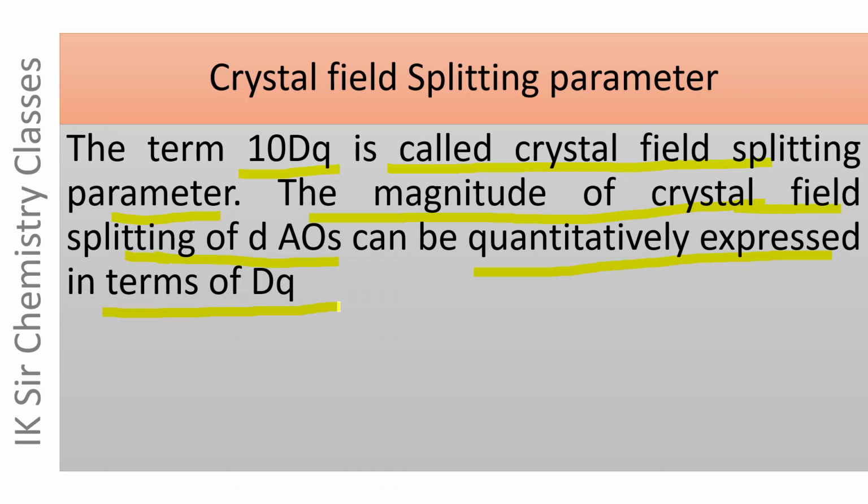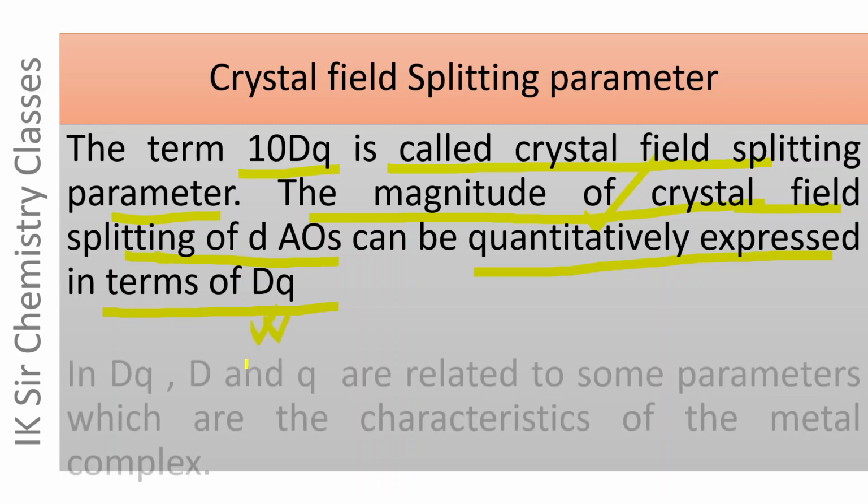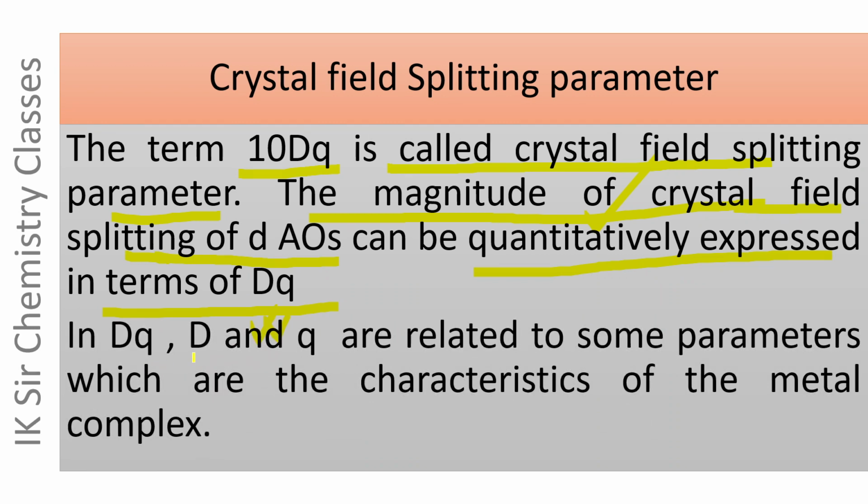Let us see it again. The magnitude of crystal field splitting of d atomic orbitals can be expressed in terms of dq. In dq, d and q are related to some parameters which are the characteristics of the metal complex.